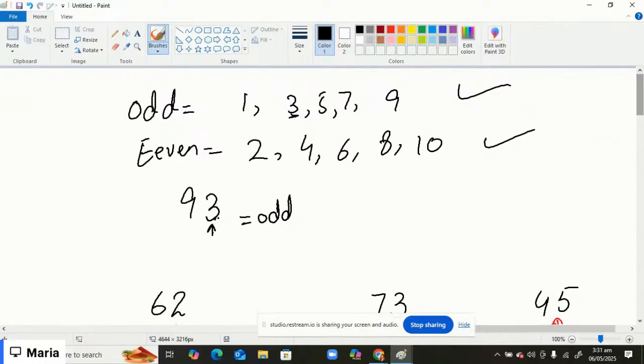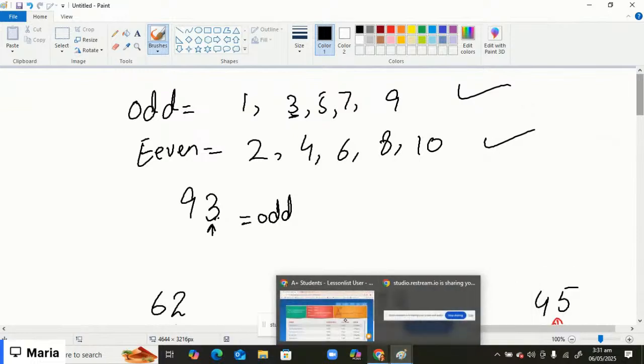Let's suppose it's 49, so we only check the 9. Let's suppose 67, so we only check the 7, not 6. When we are checking, we remember from 1 to 10: 1, 3, 5, 7, 9 are odd numbers, and 2, 4, 6, 8, 10 are even numbers. So when a number like 84 ends with 4, 4 is an even number, so we write down even.